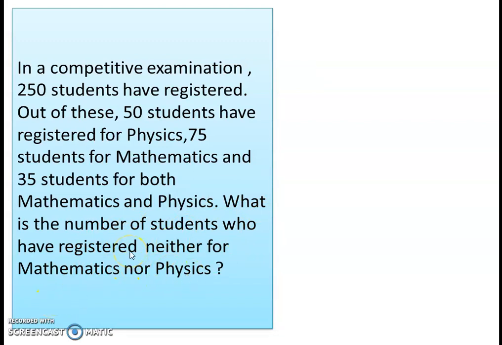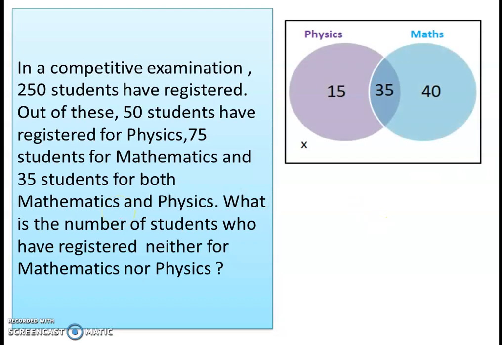So in this question, we need to make Venn diagram of two sets, and two sets are mathematics and physics, and overlapping part will be 35 because 35 students have been registered in both subjects. So we will draw Venn diagram and overlapping part will be 35.